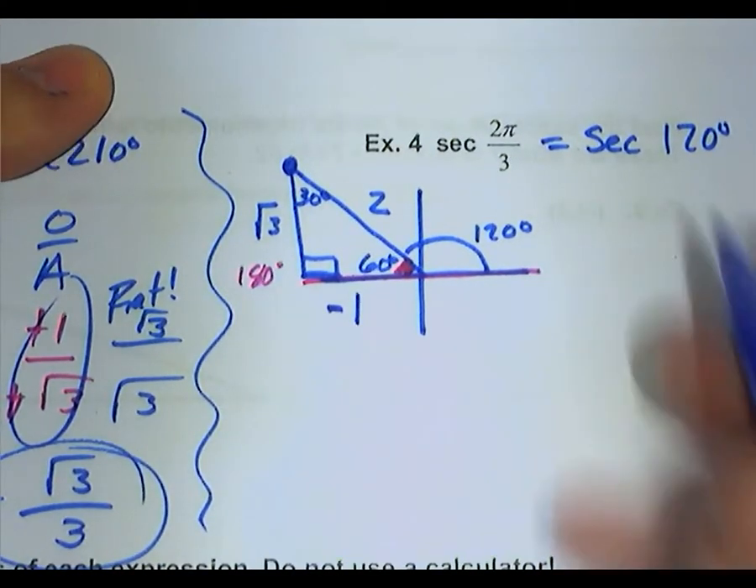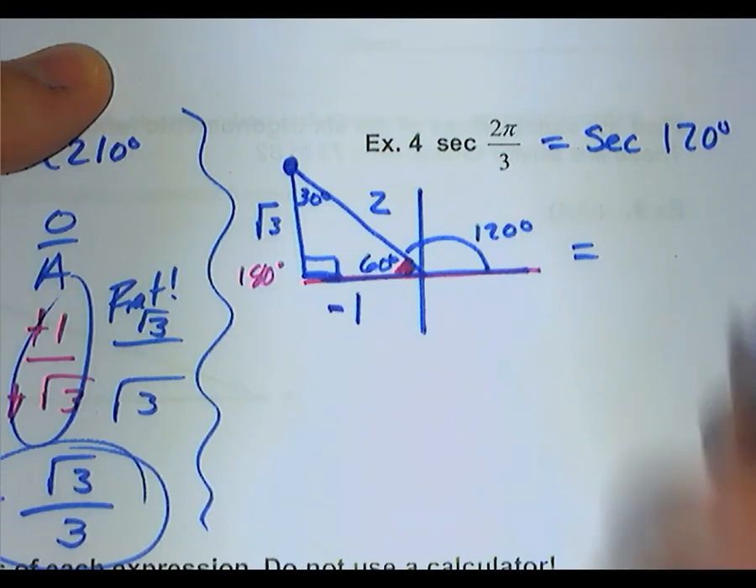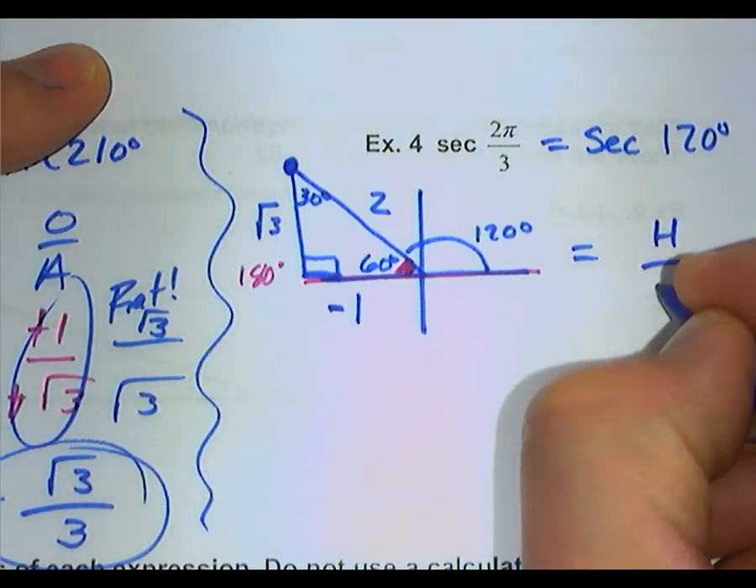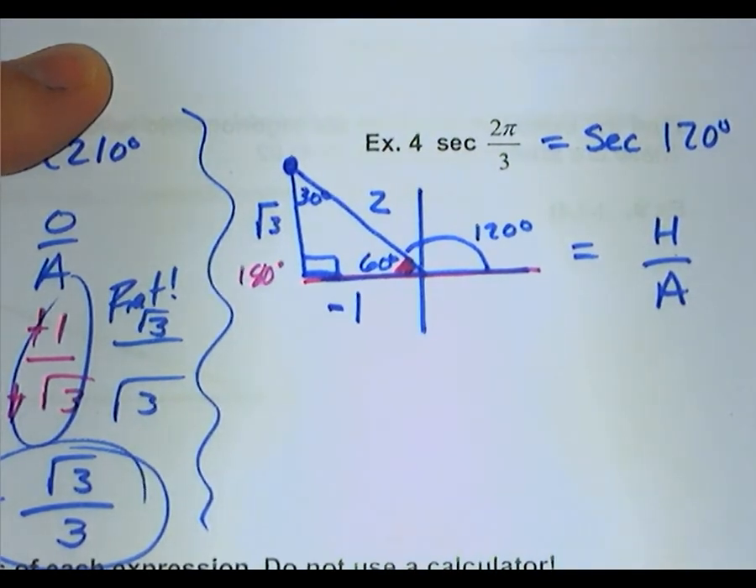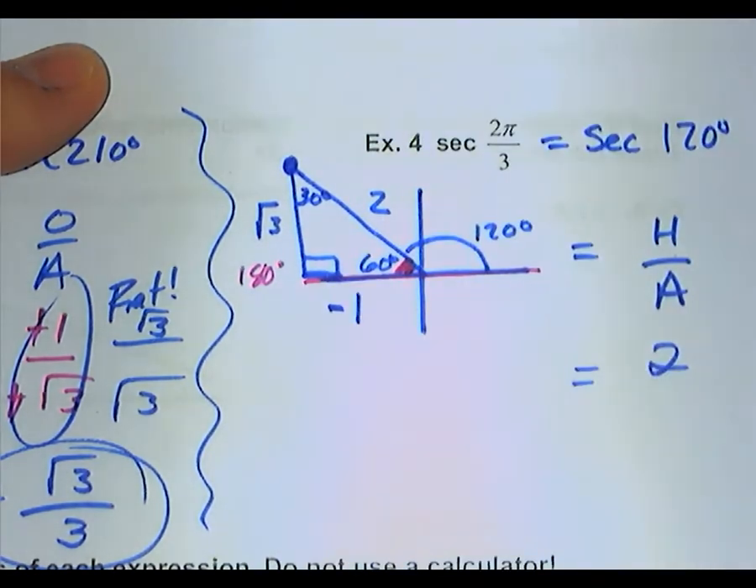All right, secant. SOHCAHTOA. What are my two sides I'm looking for? Is this one Santa's favorite one? Or is this the funny one? Hypotenuse over adjacent, H over A. Perfect. We know the hypotenuse is 2. Always, always, always. This guy's 2.